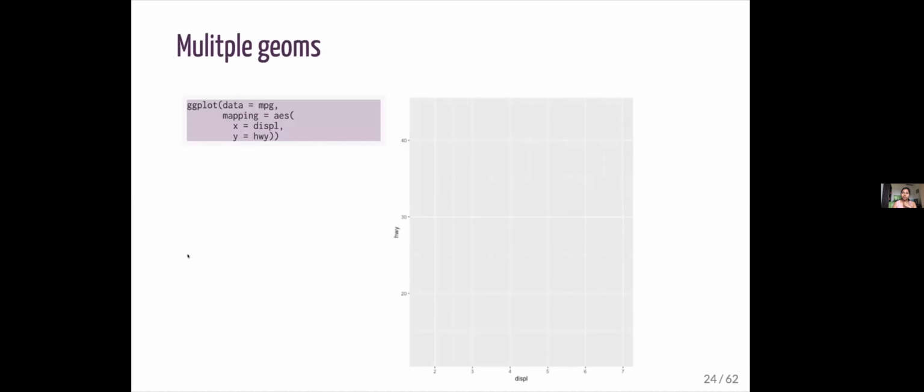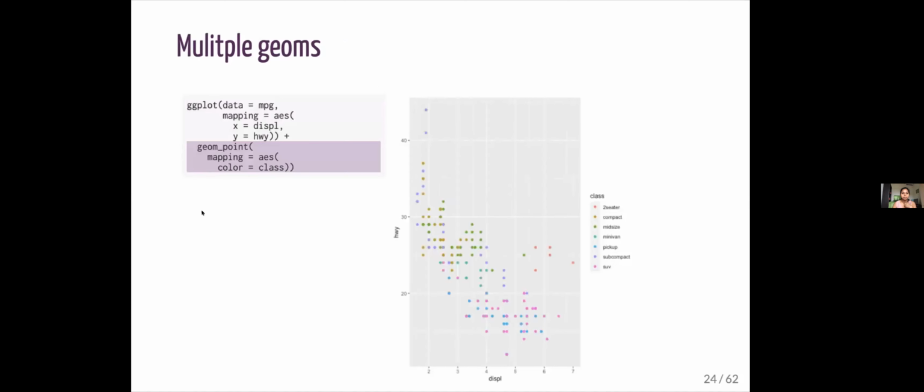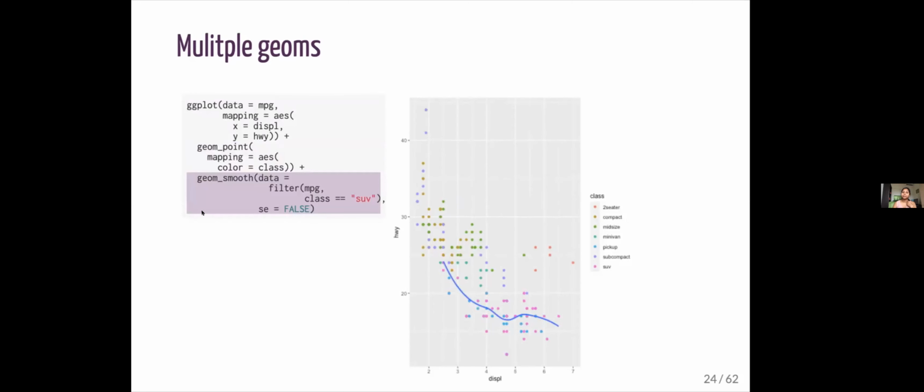Okay, so I think this is the last example for multiple geometries, and then we can go to exercises. So once again, we are specifying x and y within ggplot, so it should translate to the following layers. And we have color equal to class for geom_point. And we have geom_smooth.